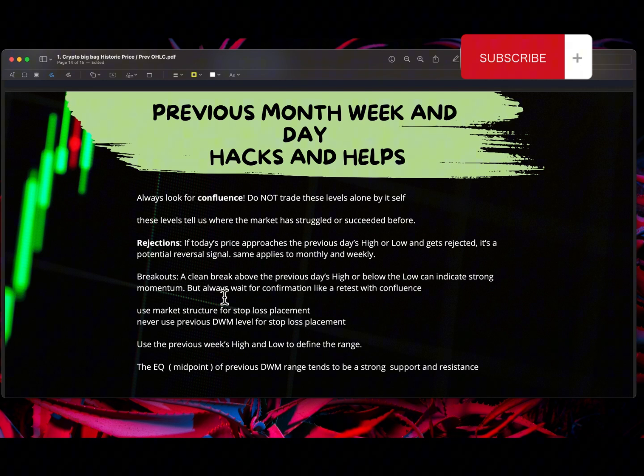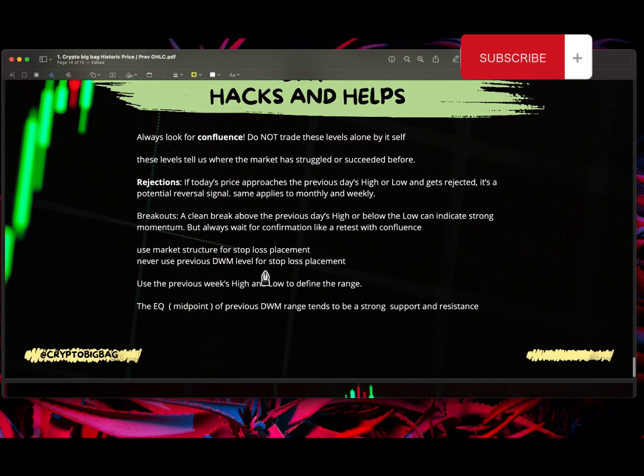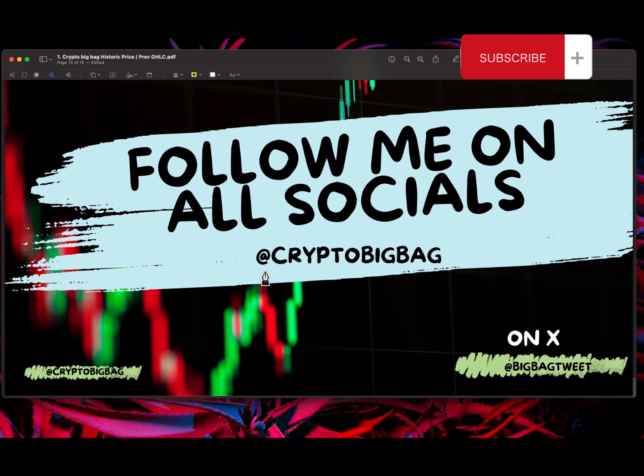Never use previous monthly or previous daily levels as stop loss placements. Always use market structure as placement. Use the previous high and low to define the range. The EQ, the midpoint of the previous daily, previous week, previous month range, tends to be strong support and resistance. These are the tips and tricks you can derive from these levels.